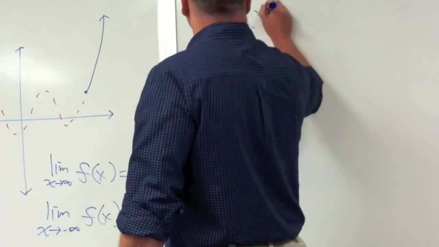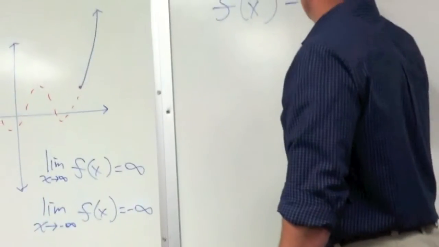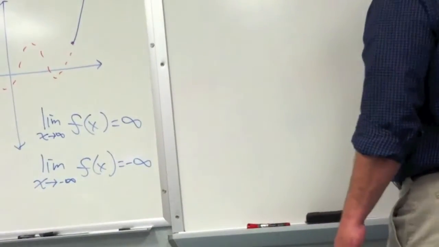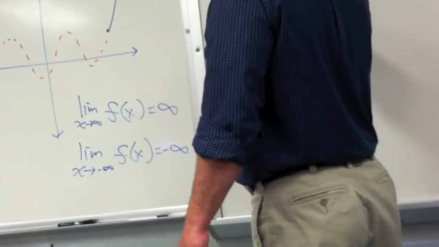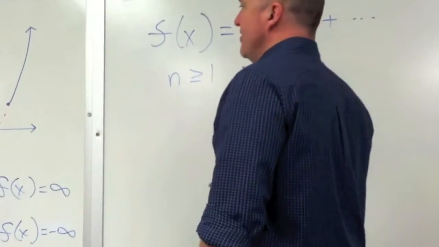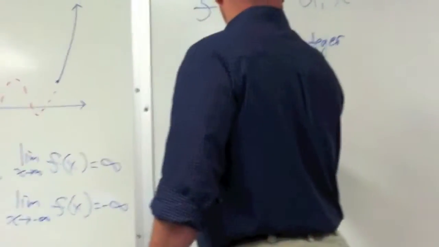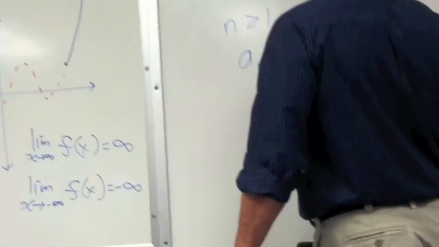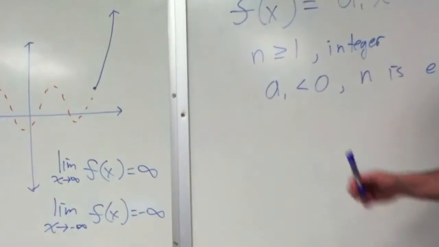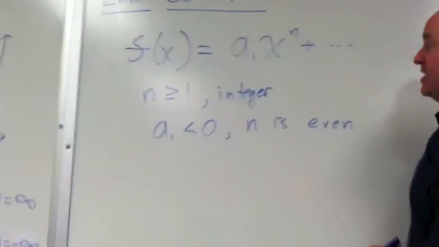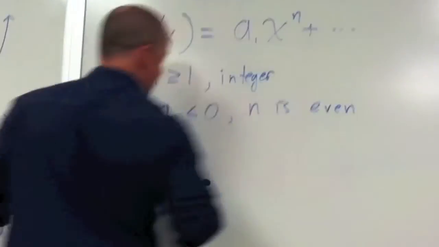Okay, third case we're going to talk about. f of x equals, again, a sub 1, x to the n, plus a lot of other terms I'm not caring about right now. Again, n has to be greater than or equal to 1 and an integer. But in this case, a sub 1 is negative, and n is even. Your leading number is negative this time, and my exponent is even.